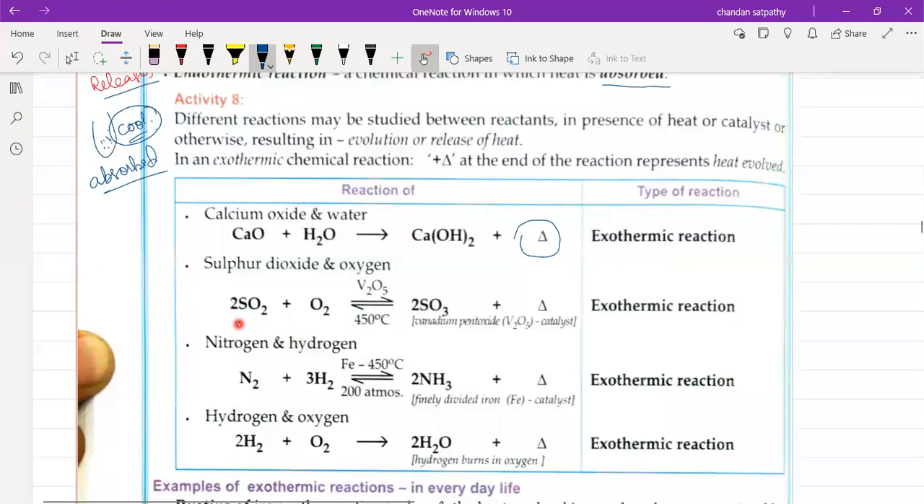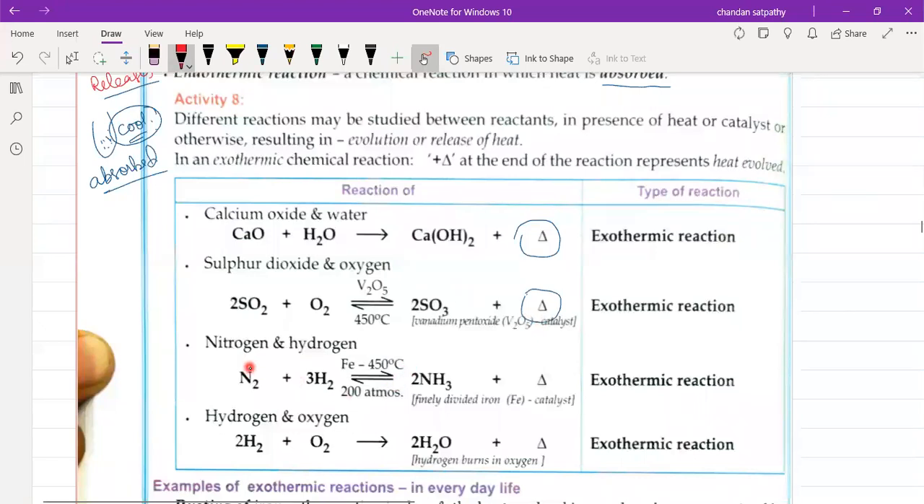Next, when sulfur dioxide combines with oxygen in the presence of vanadium pentoxide, which acts as a catalyst. What is a catalyst? You will understand afterwards. Temperature required is 450 degrees Celsius. Then sulfur trioxide is formed, and it is also an exothermic reaction. Why? Because a huge amount of heat energy is produced in this reaction.